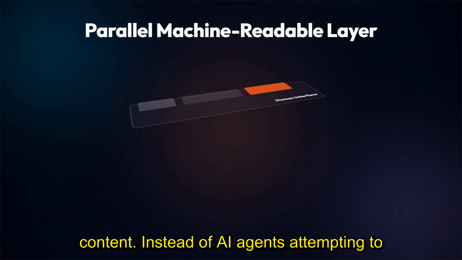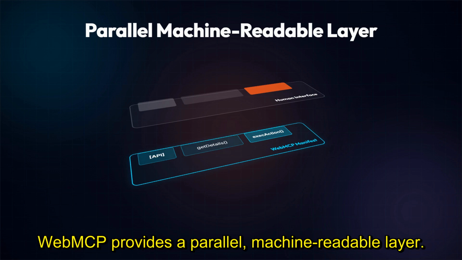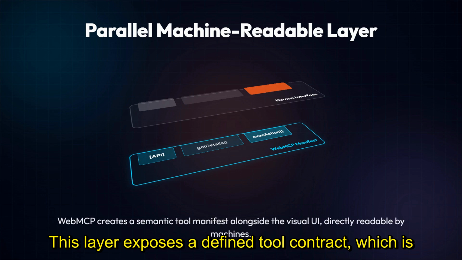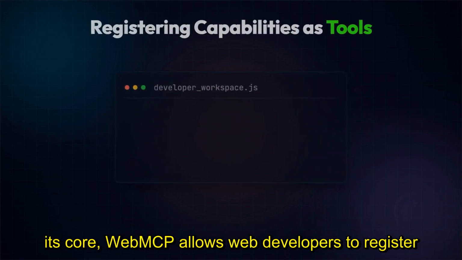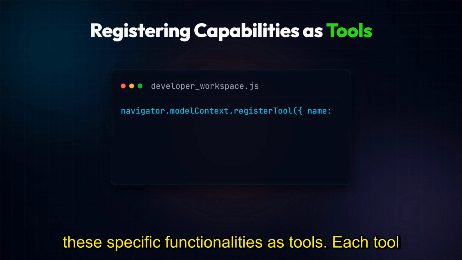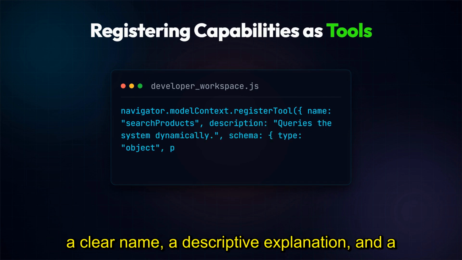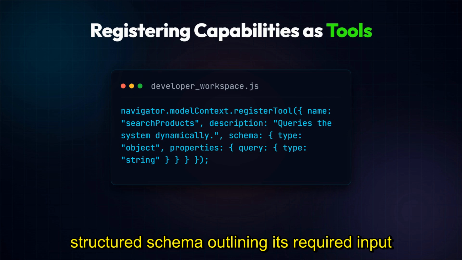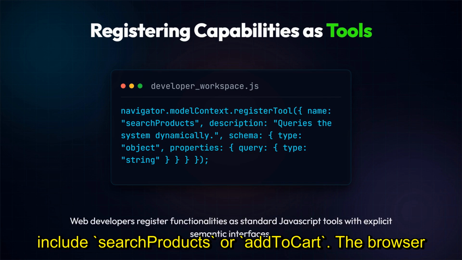Instead of AI agents attempting to reverse engineer a human-centric user interface, WebMCP provides a parallel, machine-readable layer. This layer exposes a defined tool contract, which is a manifest of the website's interactive functions. At its core, WebMCP allows web developers to register these specific functionalities as tools. Each tool is essentially a JavaScript function accompanied by a clear name, a descriptive explanation, and a structured schema outlining its required input parameters and expected output format. Examples include search products or add to cart.